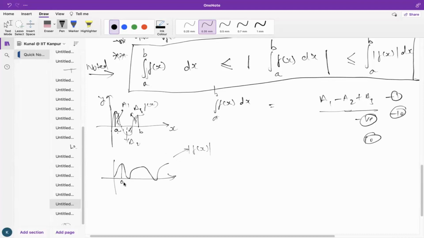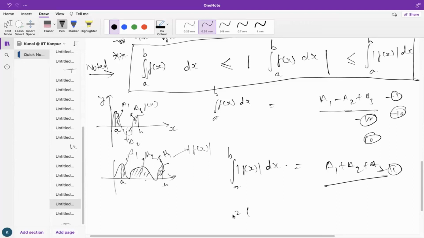So now there is our a and there is our b. When we take the area between the graph and the x-axis, this area is again a1, this area is a2, and this area is a3. So the integral of mod of f(x) dx from a to b is counted as a1 plus a2 plus a3. So automatically equation 2 is greater than or equal to equation 1. That's the same thing written here. I hope you all understand with the help of the graph.